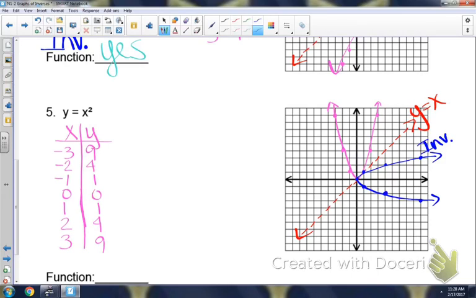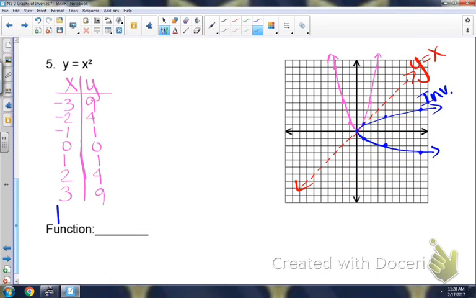So notice when we have a parabola, we reflect it across the line y equals x. It should be a sideways parabola. Okay, so now we're going to determine if the inverse is a function. So we're only looking at the blue one. So we would use the vertical line test. If I do that, notice when I draw vertical lines, it's intersecting at two different places, which means the inverse would not be a function. And I wrote yes. It should be no. So the inverse is not a function there. The relation is the original, but not the inverse.